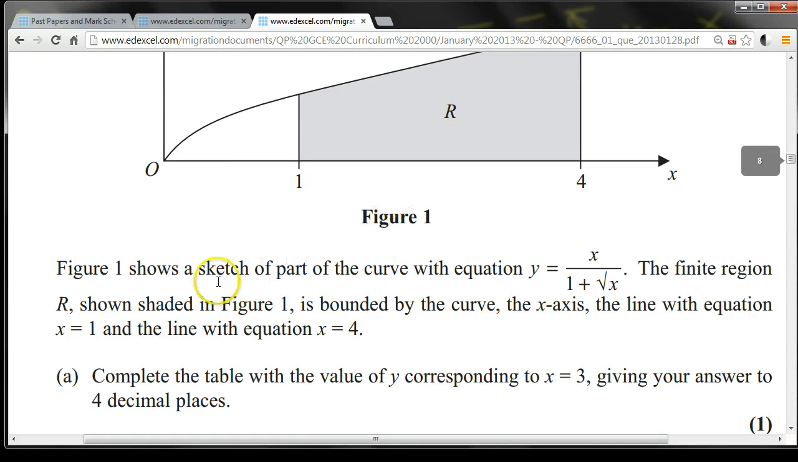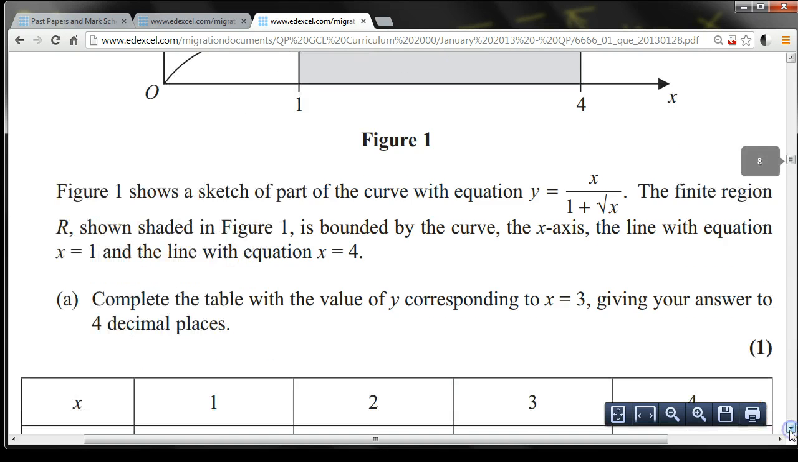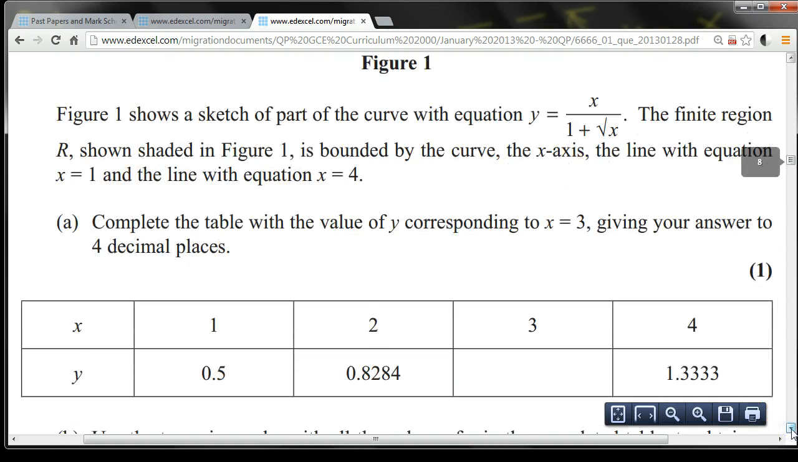Figure 1 shows a sketch of part of the curve with equation this. The finite region R, shown shaded in Figure 1, is bounded by the curve, the x-axis, the line with equation x equals 1, and the line with equation x equals 4. Complete the table with the value of y corresponding to x equals 3, giving your answer to 4 decimal places.